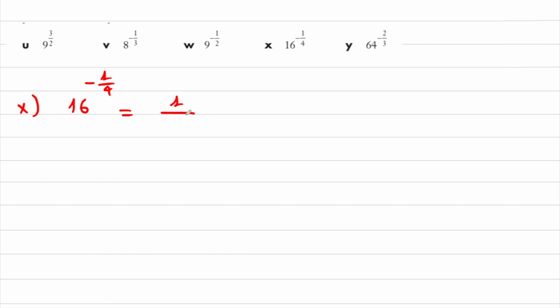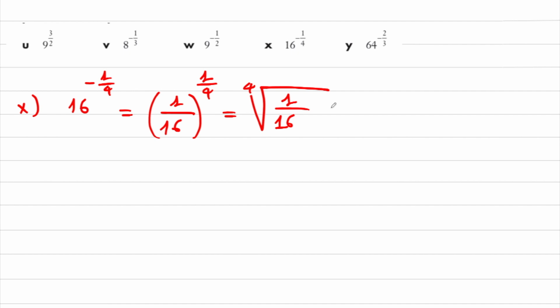The next question, you've got 16 to the power of minus 1 over 4. So 1 over 16 here, and then the outside only 1 over 4. This means the 4th root of 1 over 16. And then you've got the 4th root of 1 divided by the 4th root of 16, which is 1 over 2. That's it, we finish this one.